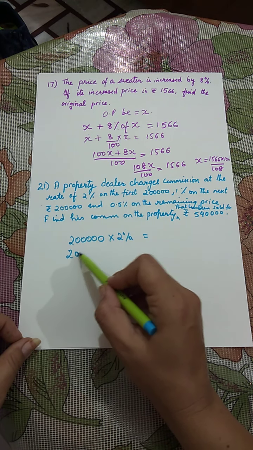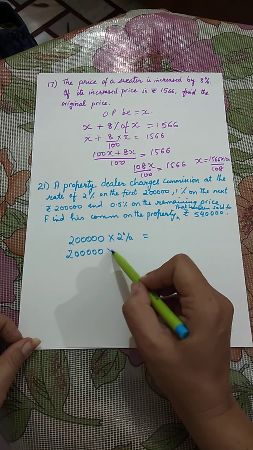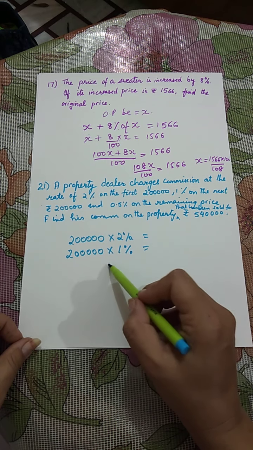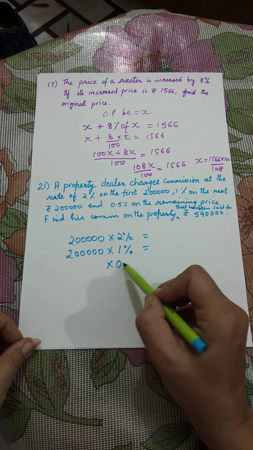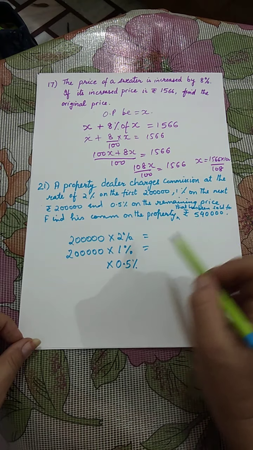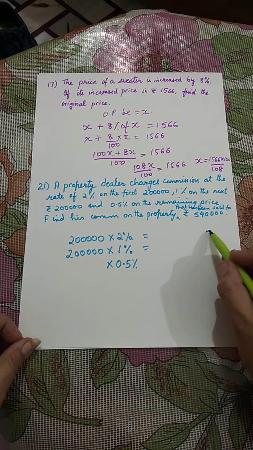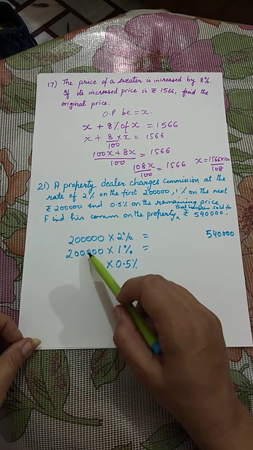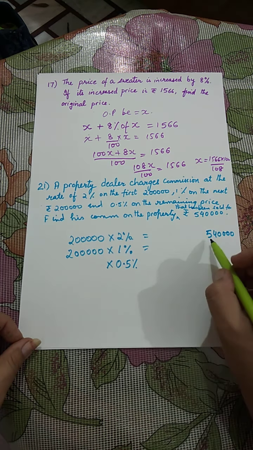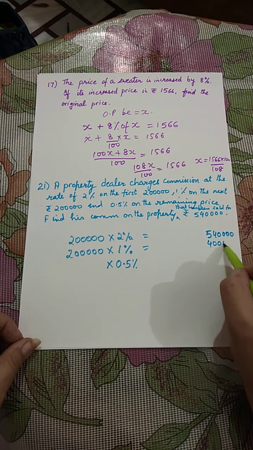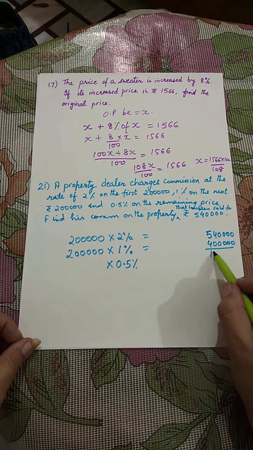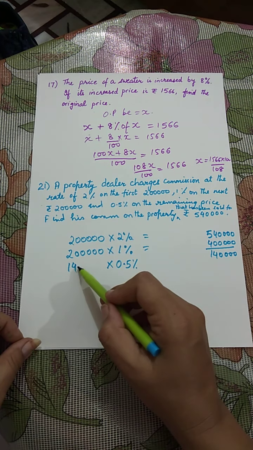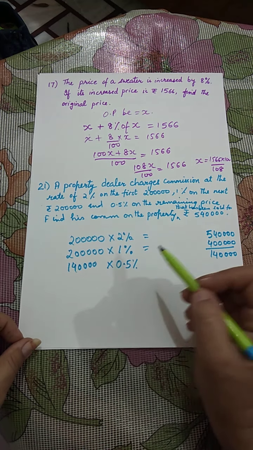On the next 2 lakh rupees he is again charging 1% as a commission, and whatever money is left after that he is charging 0.5%. Now the total property is sold for 5,40,000, in which 2 lakh and 2 lakh, the commission is already charged. So 4 lakh the commission is already charged. So the amount left is 1,40,000. It means 0.5% is charged on 1,40,000.